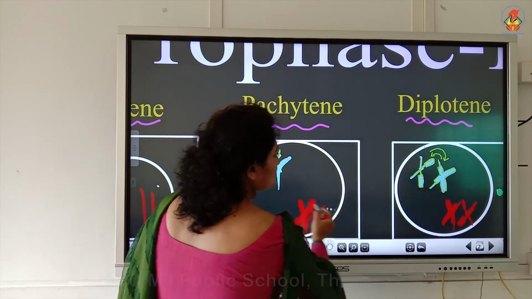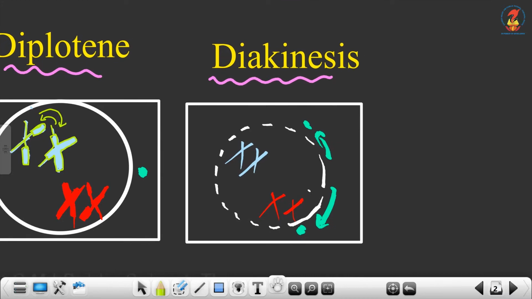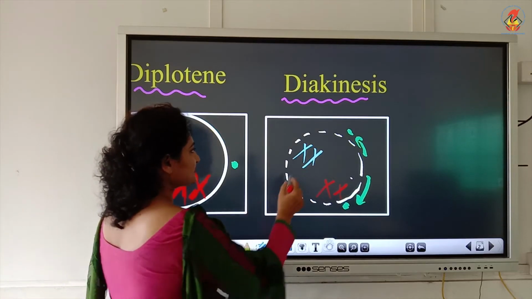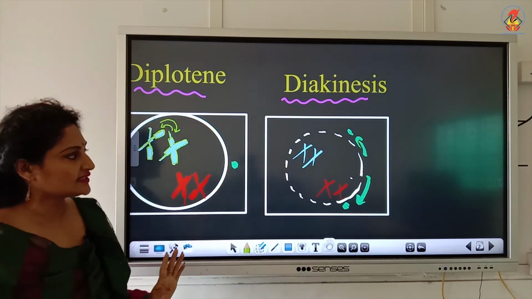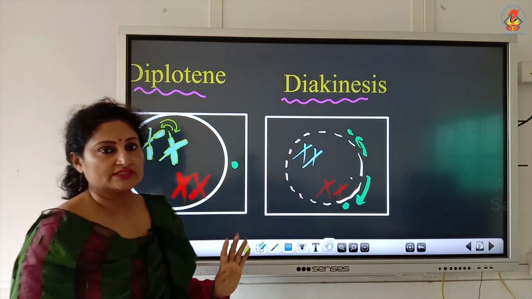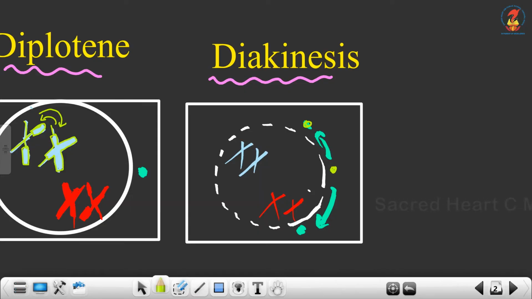Now moving on to the last stage, which is very, very easy. Again you need not continue with thick and thin, but you continue with red and blue colors. What happens in the last stage? It's depicted in the diagram. The nuclear membrane disintegrates, the nucleolus also disintegrates, and the centrioles split and move to the opposite poles. See, it's on its way to the poles.